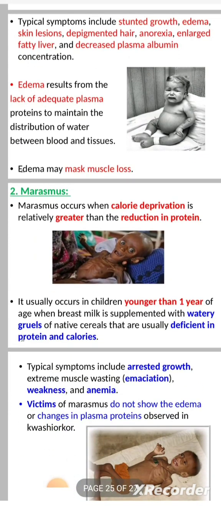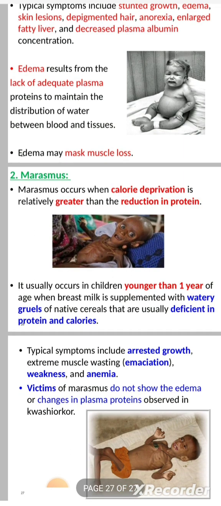Compared to that, in marasmus the problem is with the calories themselves. Calorie deprivation is relatively greater than the reduction of protein. It usually occurs in children younger than 1 year of age. Breast milk is supplemented with watery gruels, and native cereals are usually deficient in protein and calories. Typical symptoms include arrested growth.